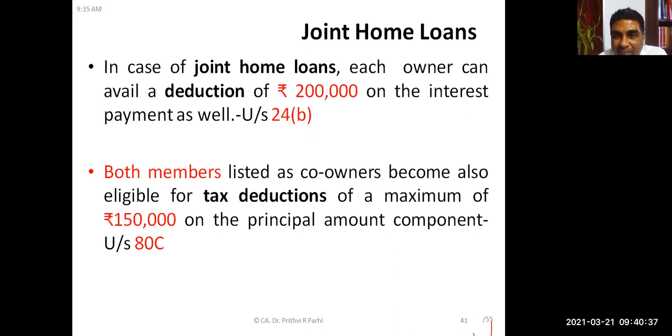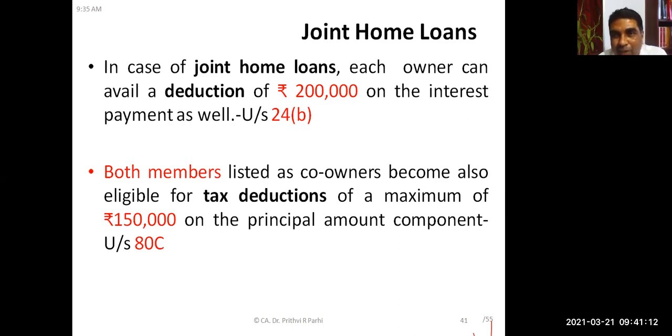Owner A can claim, owner B can claim. Because what the law says, owner can claim deduction on interest on borrowed capital. Owner includes joint owner. Suppose in a housing loan, total interest paid or accrued is 5 lakh rupees and there is a joint owner. Owner A can claim 2 lakh rupees, owner B can also claim 2 lakh rupees. Did you understand?